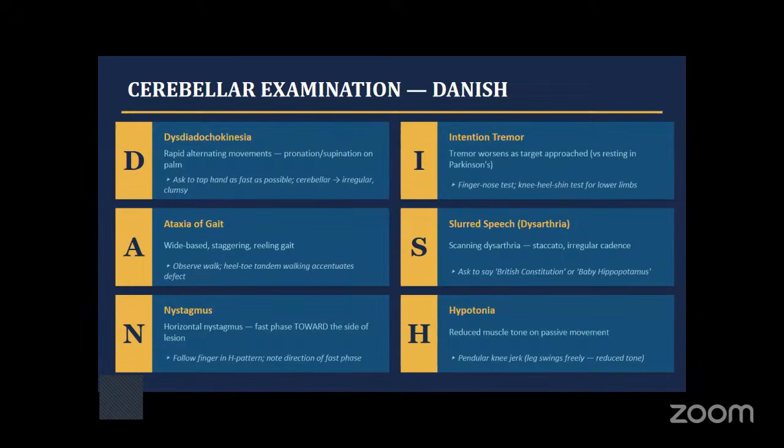Then ataxia, if the patient can walk, you're looking for wide-based gait, staggering, reeling gait. There is also truncal ataxia, if you can observe the patient having instability in the trunk or titubations. Nystagmus, so the presence of nystagmus, horizontal nystagmus, with first phase being towards the side of the lesion. Intention tremors in situations such as Parkinson's.